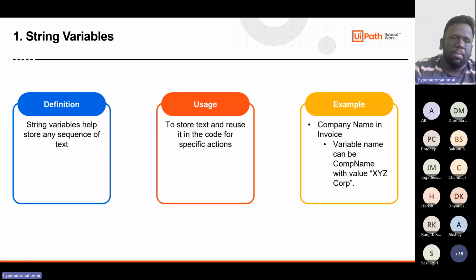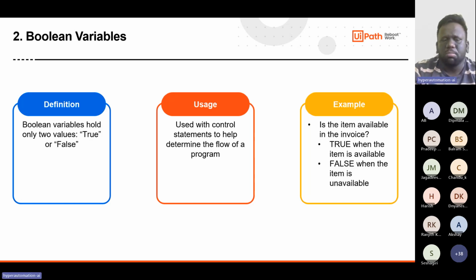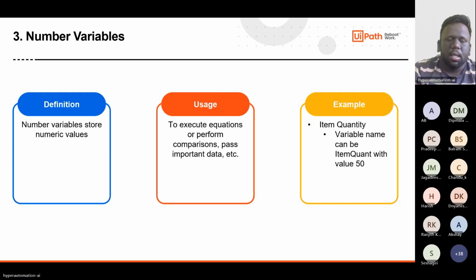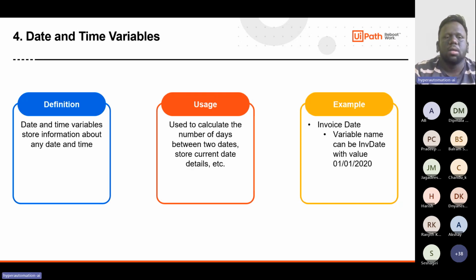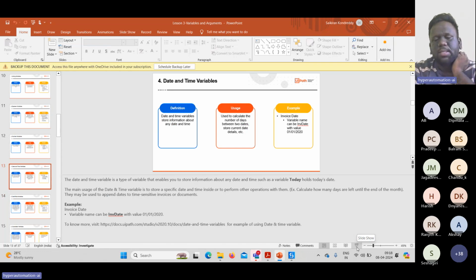Coming to the string variable, it helps to store any sequence of text. If it's text enclosed between double quotes, we call it a string variable. We'll see those things. A boolean variable holds only two values, which are true or false; we utilize it for decision making. A number or integer variable stores numeric values. Date and time variables hold date and time. So let's see these four types of variables inside a particular workflow.